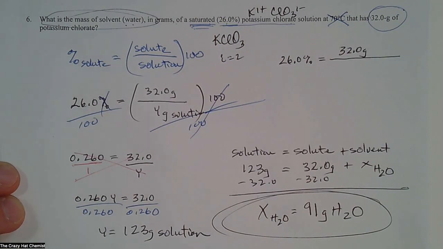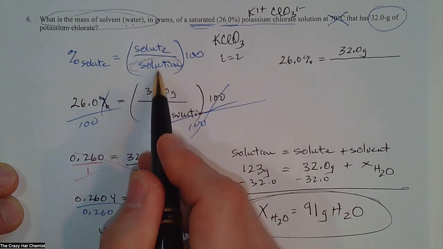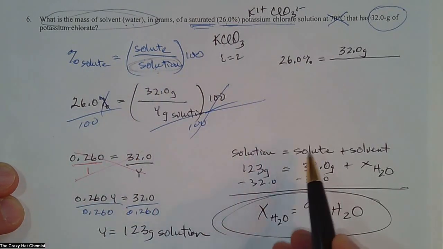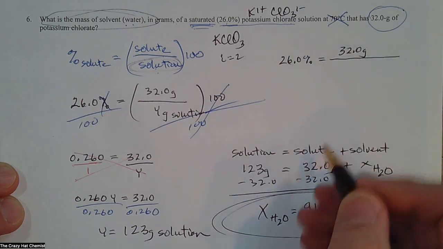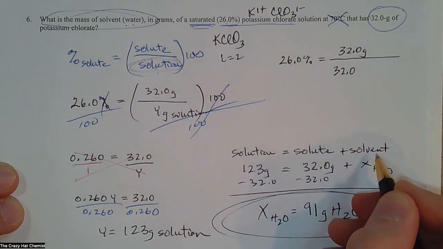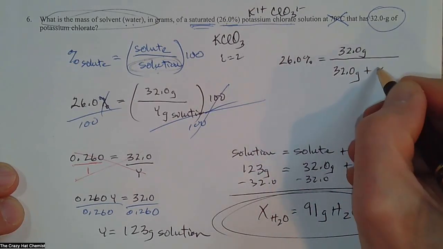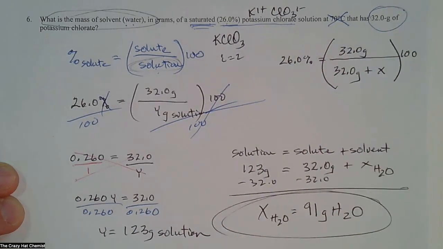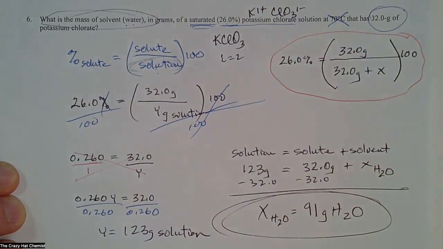All right. Now, what I had in the denominator before was solution. But what I can do is figure out what the solution is. The solution is equal to the solute plus the solvent. The solute is 32 grams. The solvent is the water, X times 100. So this will also enable you to get the correct answer.